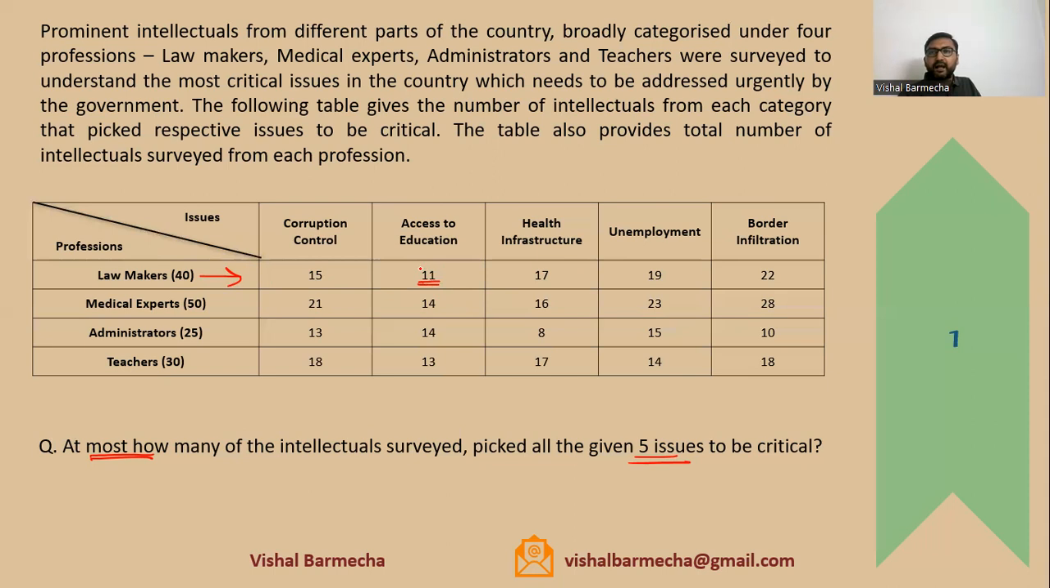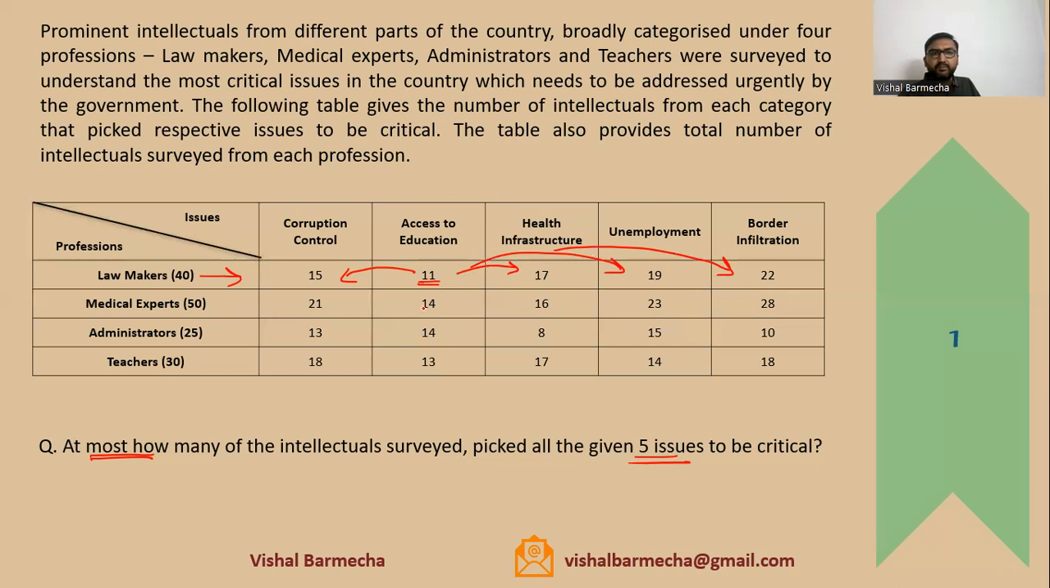If at most I can assume 11 लोग सारे इश्यूज को बहुत क्रिटिकल समझ रहे हैं, I can have the same 11 out of these 15. I can have the same 11 in this 17, the same 11 in this 19, and the same 11 in these 22. Because 11 is the lowest value. So we'll pick 11. Same logic.